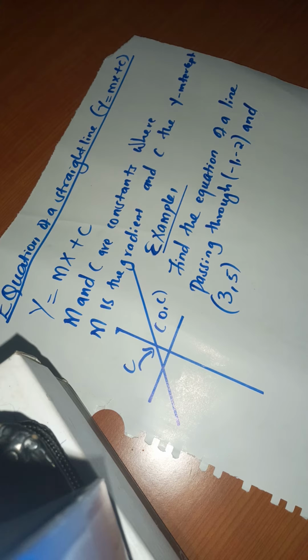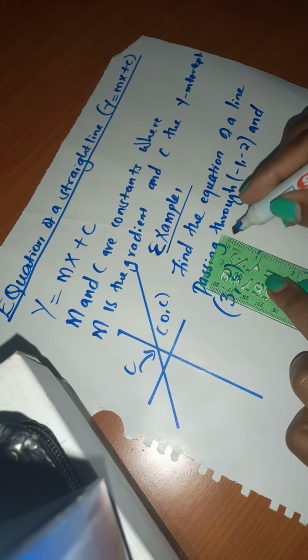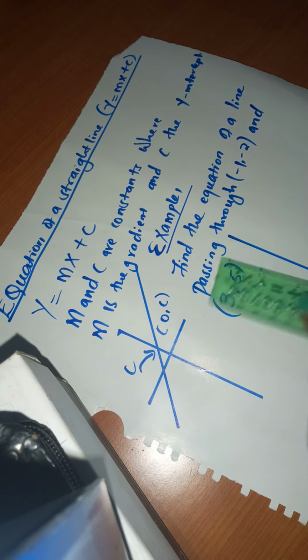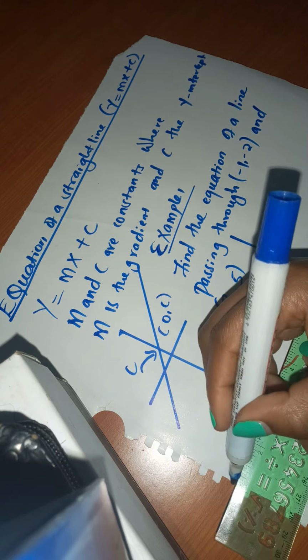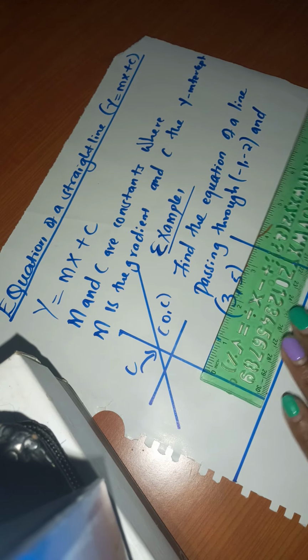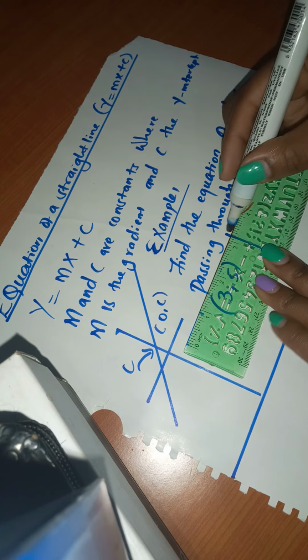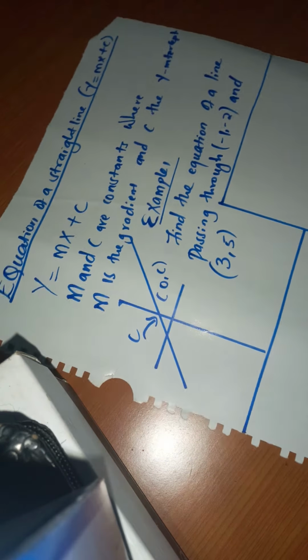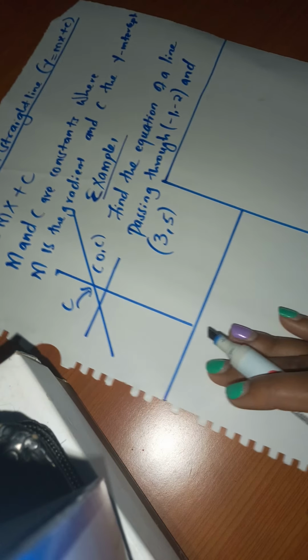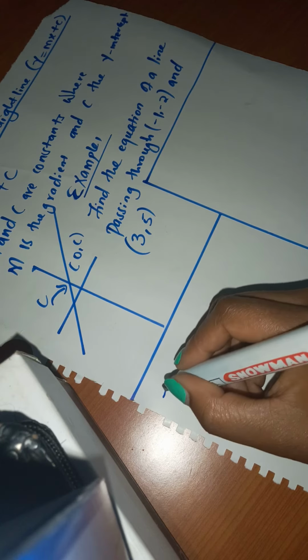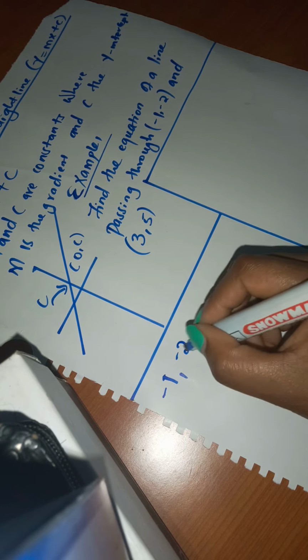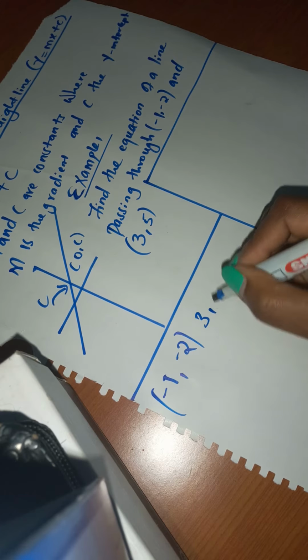The very first thing that we do when we get such a line is find the gradient, and that one we did in our lesson number 2. So we'll get the gradient of the line. Now I'm going to partition my working space so that it can fit well. So there we have it. I want us to start working from this part here. I have my points (-1, -2) and (3, 5).